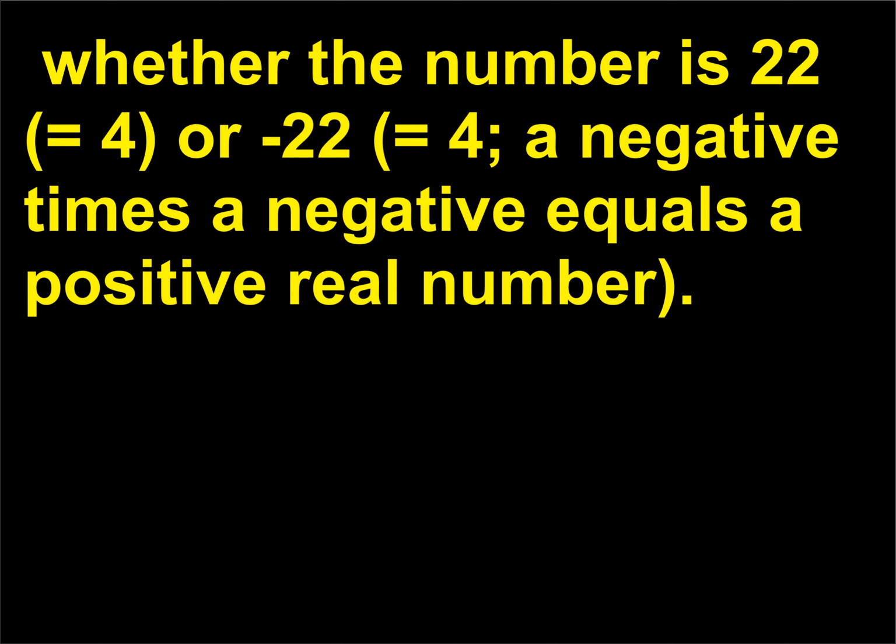Whether the number is 2, 2² equals 4, or minus 2, (-2)² equals 4, a negative times a negative equals a positive real number.